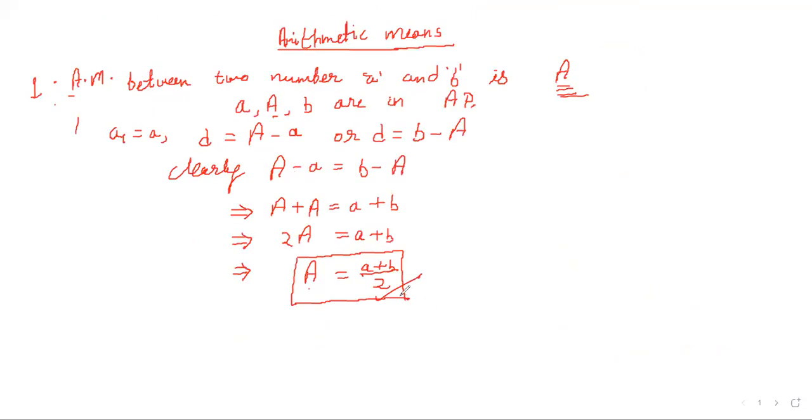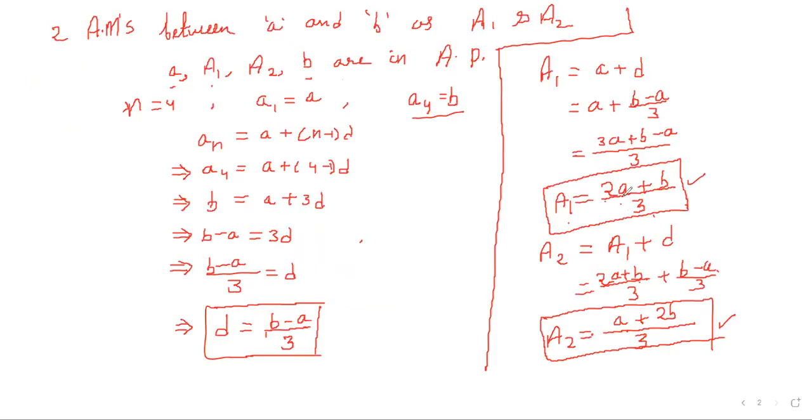And if you observe their nature, in the first, coefficient of a is 1, coefficient of b is 1, and their sum is 1 plus 1, 2, which is in the denominator. And in the second, coefficient of small a is 2, coefficient of b is 1, their sum is 2 plus 1, 3. So (2a plus b) upon 3. And in the other, coefficient of a is 1, coefficient of b is 2, their sum is again 3, so (a plus 2b) upon 3. So these are the two arithmetic means. Hope you all must have understood the two arithmetic means between a and b: A1 equals (2a plus b) upon 3 and A2 equals (a plus 2b) upon 3.